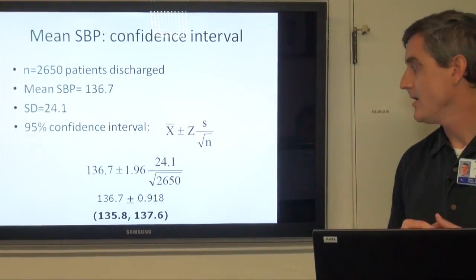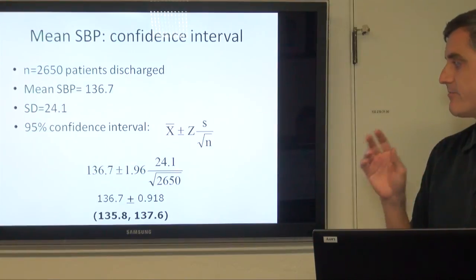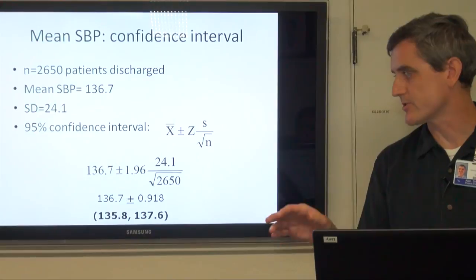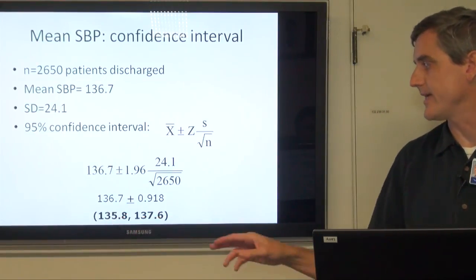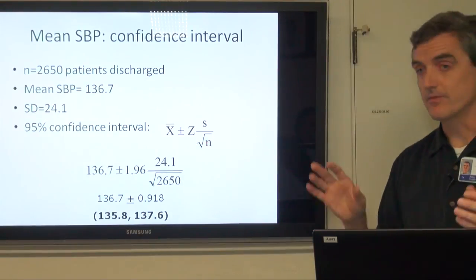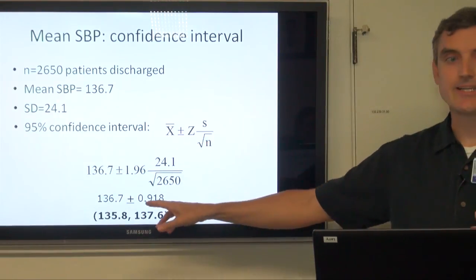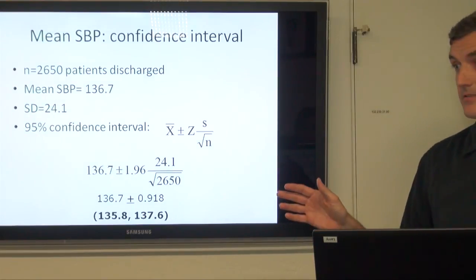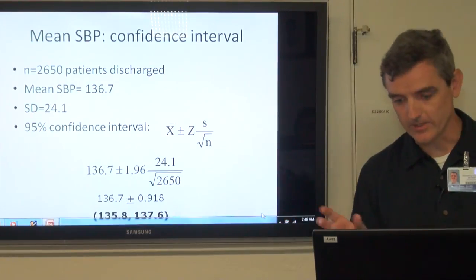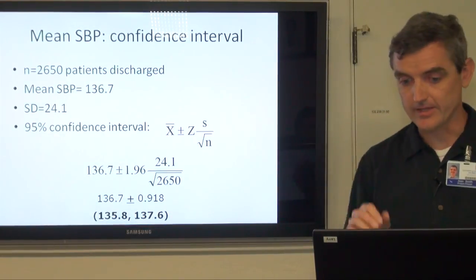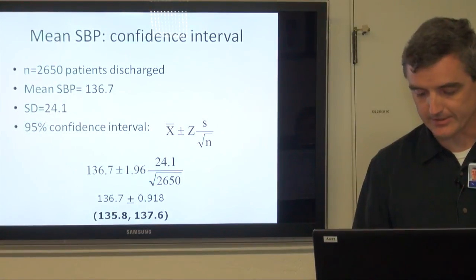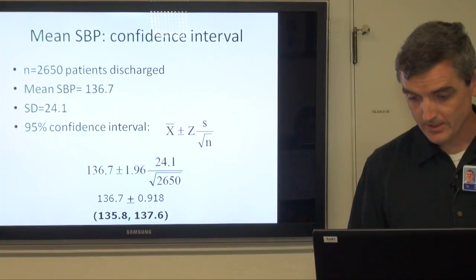Once we do all of that, we end up with a 95% confidence interval of our mean systolic blood pressure, ranging from 135.8 to 137.6. We can say based on that, since 120 is not in that confidence interval, there's not even a 5% chance that it's there. So we can say with 95% confidence that the mean systolic blood pressure of our patients was not 120. That's really all we can say based on that.